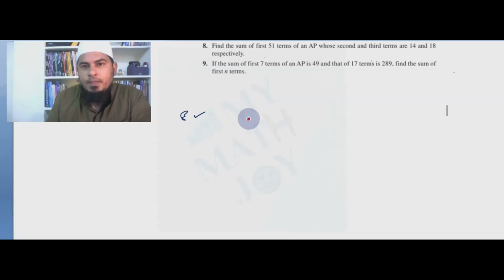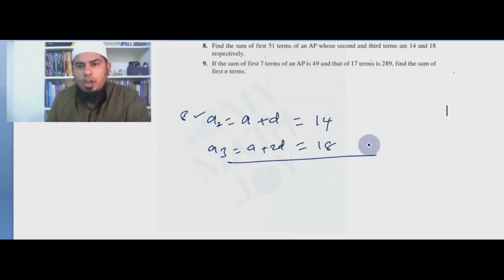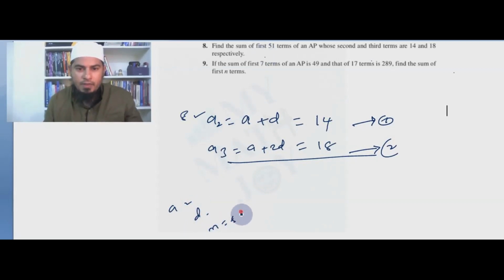Eighth question, we got the second term. Second term means A2 is equal to A plus D is equal to 14, and given the third term A plus 2D is equal to 18. Solve it to get the A and D values. So we get the A value, we get the D value, and N is already given, N is 51. We need to find S51. What is the formula? Yes, n by 2 into 2a plus n minus 1 into d.